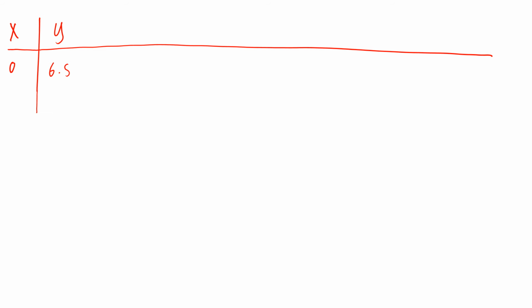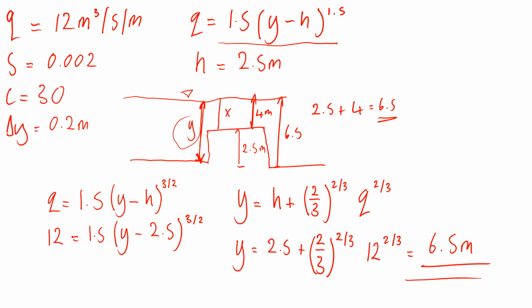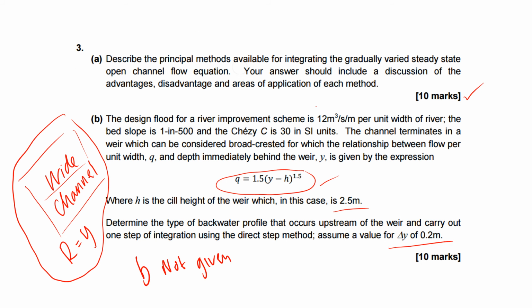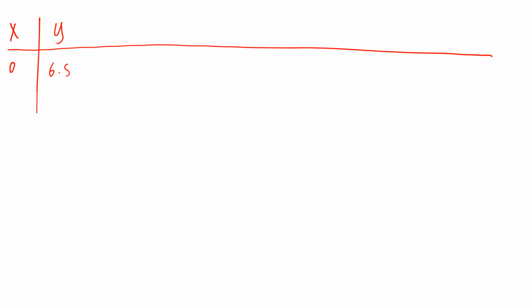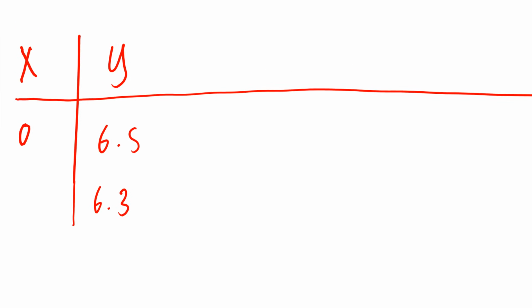In this question, Professor Nigel Wright gave you what delta y was, and based on that, he's done one step by taking a mean value of y. So he does one step by doing this. He does 6.5 and then 6.3, and that's y.